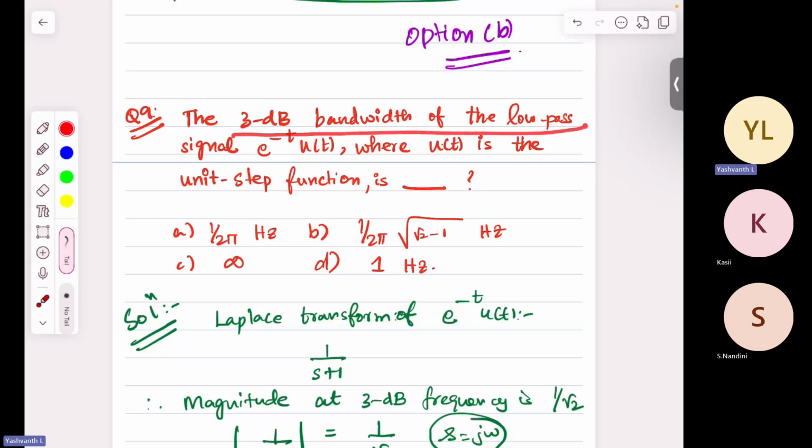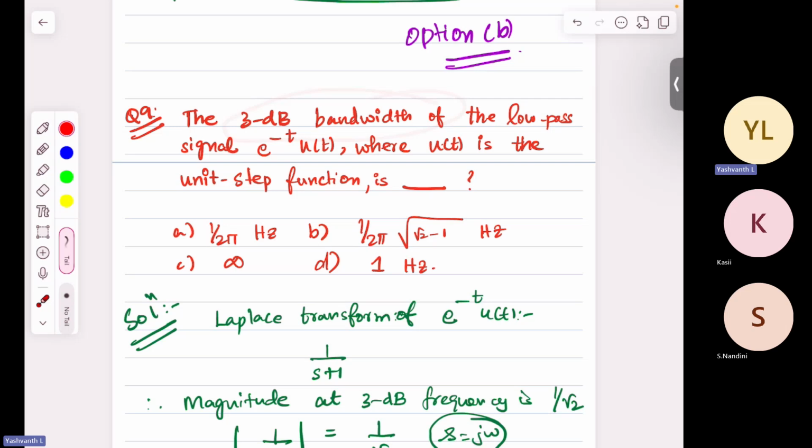The 3 dB bandwidth of a low pass signal e power minus t into u of t, where u of t is a unit step function, is dash what? I'm asking what is the 3 dB bandwidth? What do you mean by 3 dB bandwidth? The place at which the power, the energy or power becomes exactly half. That is called the 3 dB bandwidth.